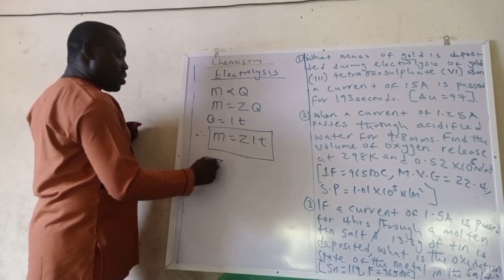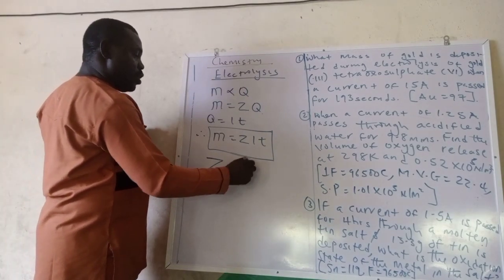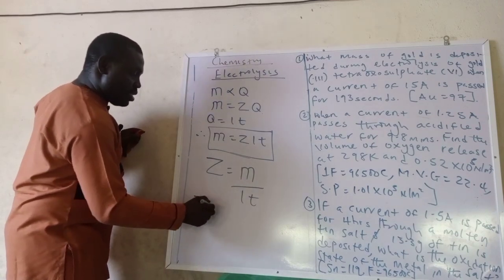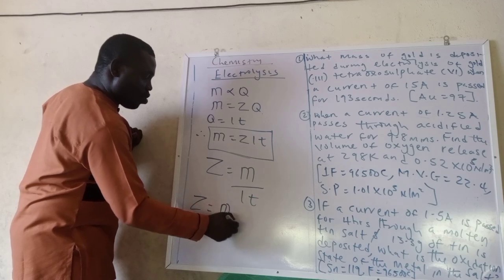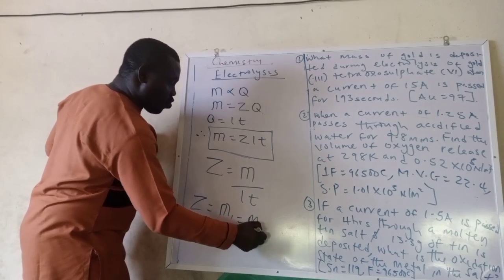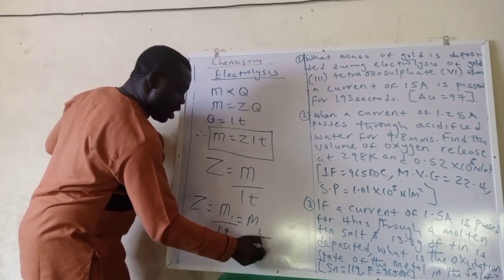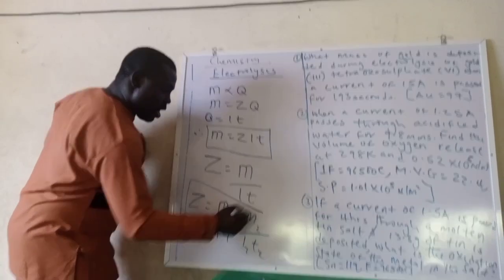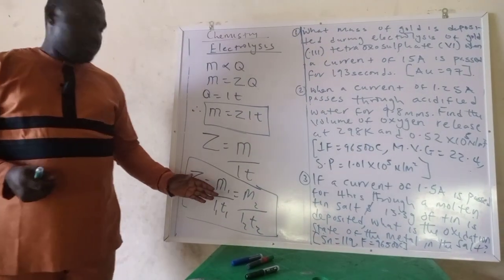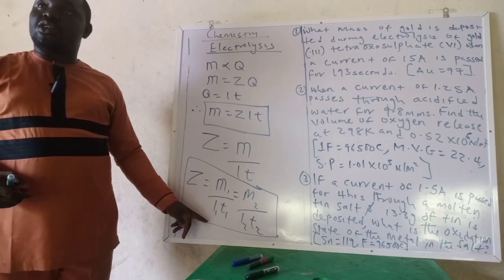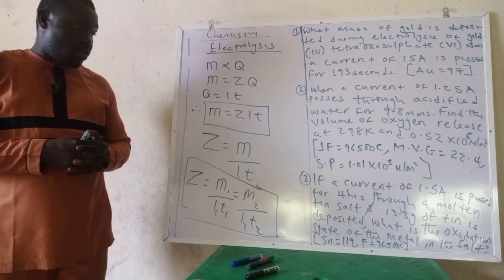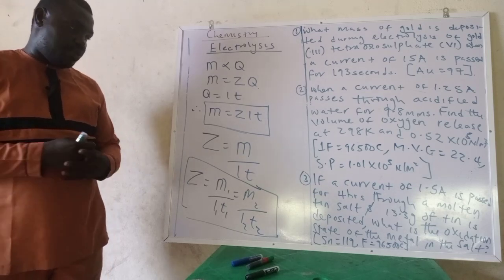If I make Z the subject of the formula, I'm going to have mass over current and time. Z, therefore, can be m1 over I1 T1, equals m2 over I2 T2. You can be asked to find any of these. One can be given, so you make the other the subject of the formula. Are you following, students? Yes, sir. Okay, so that's what we have there.